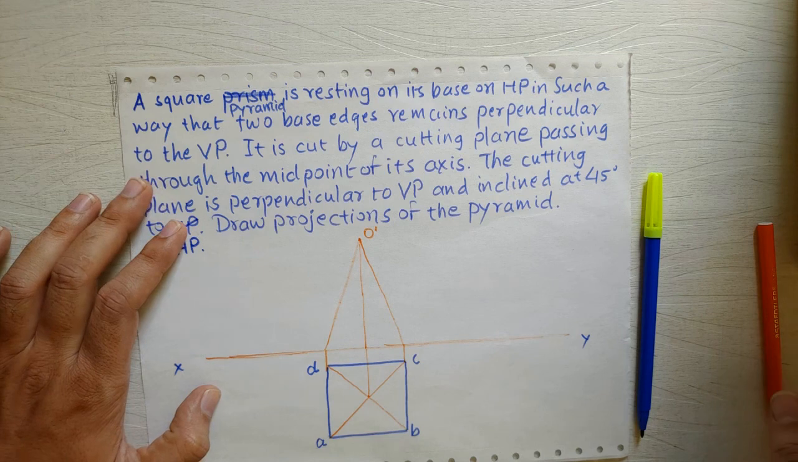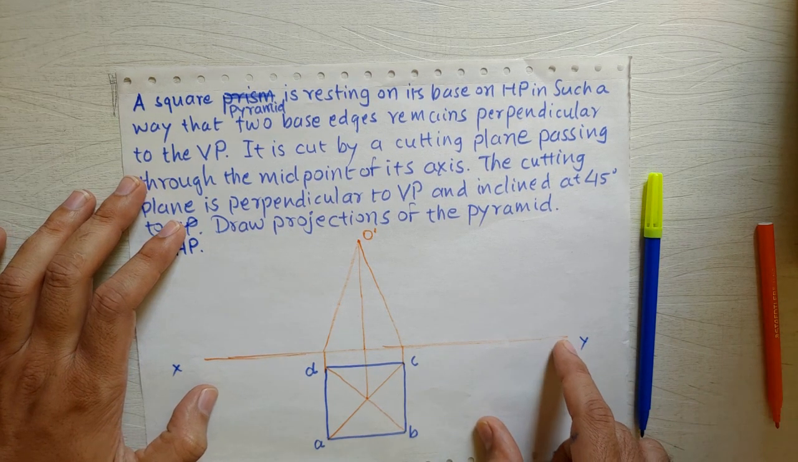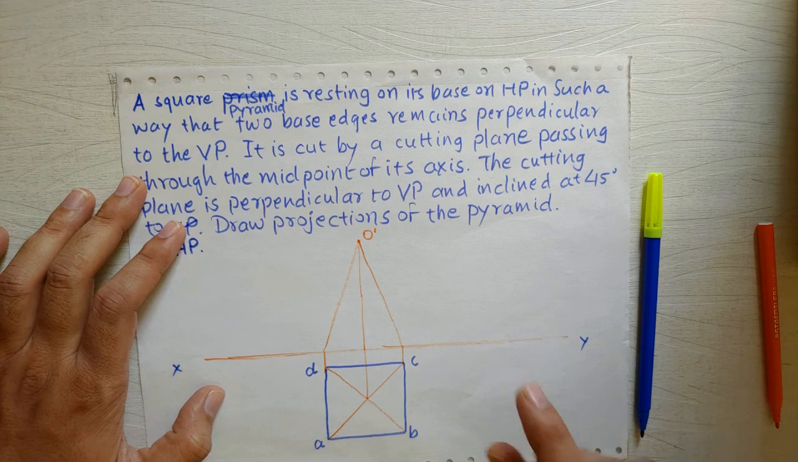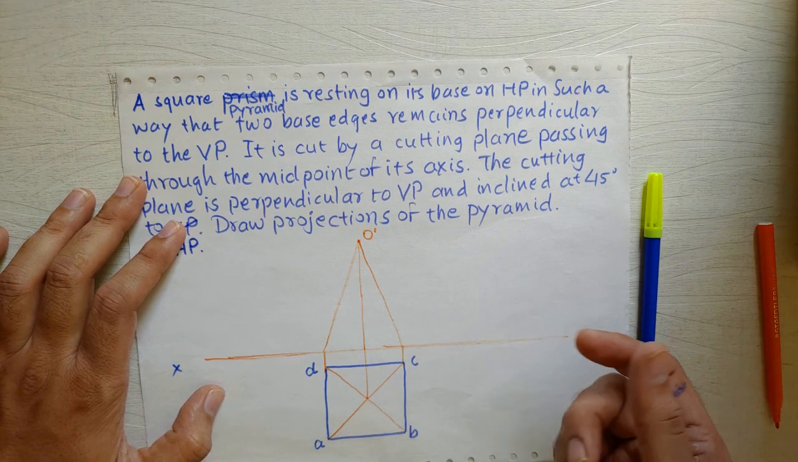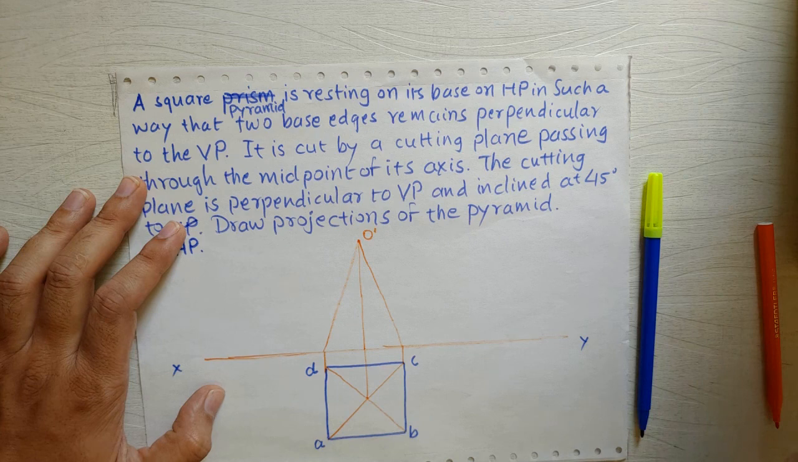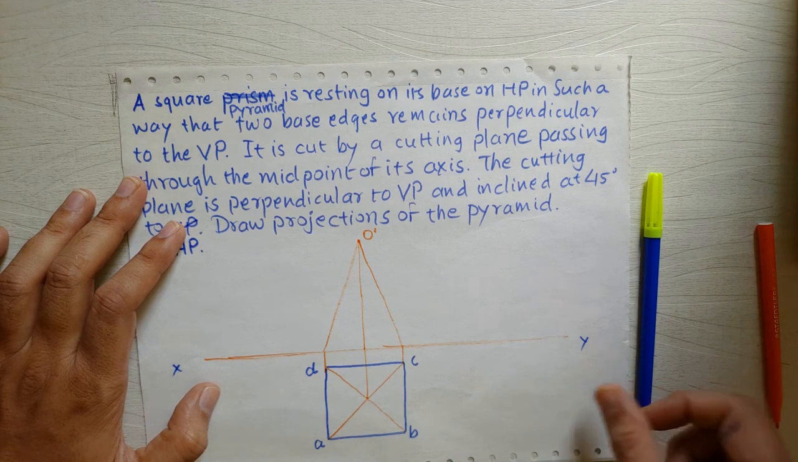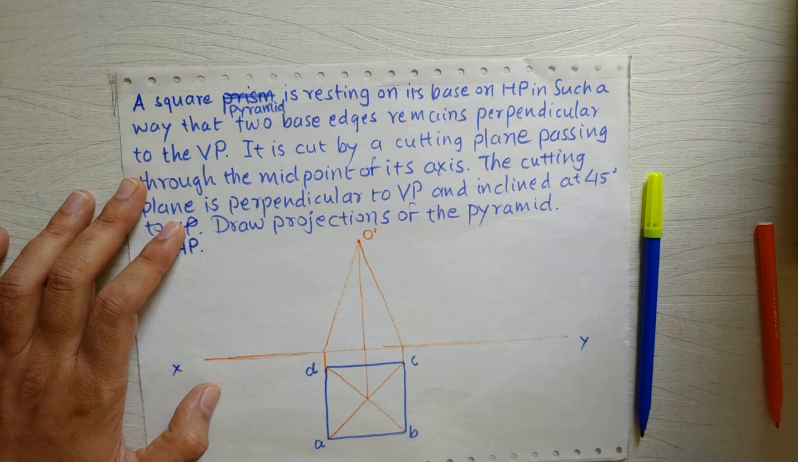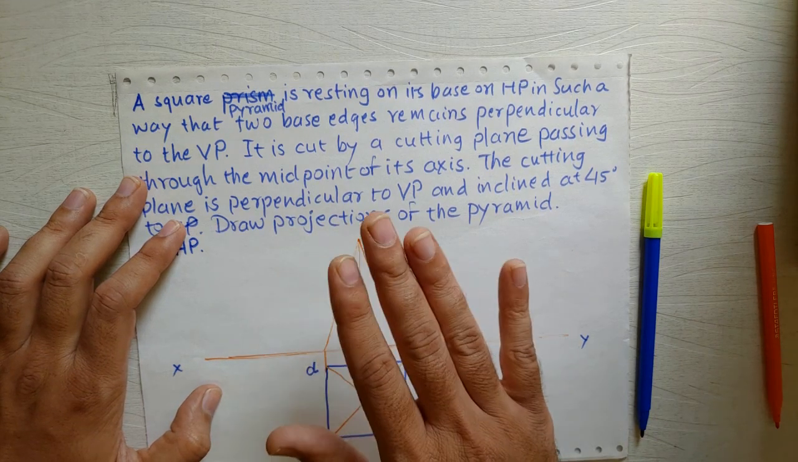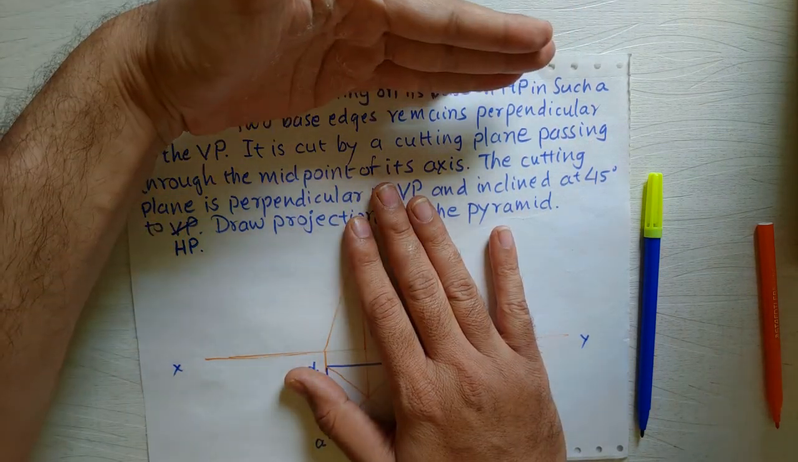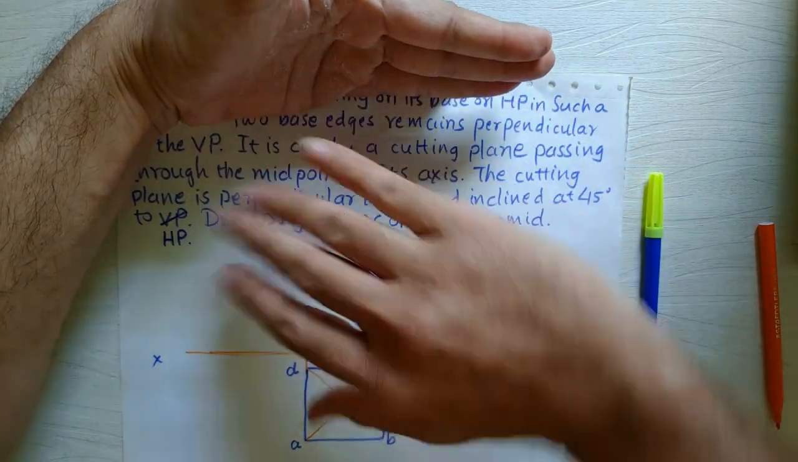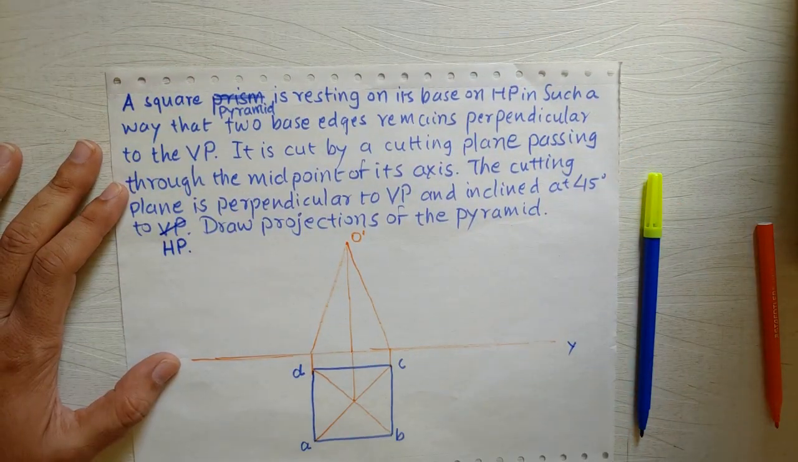Next we need to draw the cutting plane. Now as we know, the cutting plane is perpendicular to VP and having some inclination with HP, it will appear as a line in front view, right? If you have some plane which is perpendicular to VP, let's say if this is VP over here, then it will appear as a line in front view.